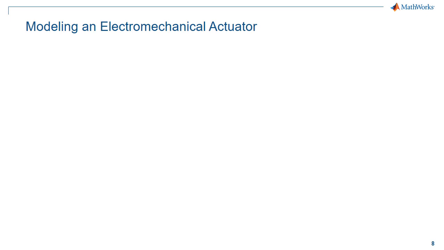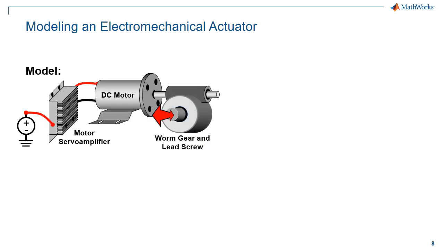In this demonstration, we will see how to use Simscape to model an electromechanical actuator. The model we wish to build consists of a DC motor that drives a lead screw via a worm gear. The lead screw extends and contracts. The DC motor is controlled by a motor servo amplifier.